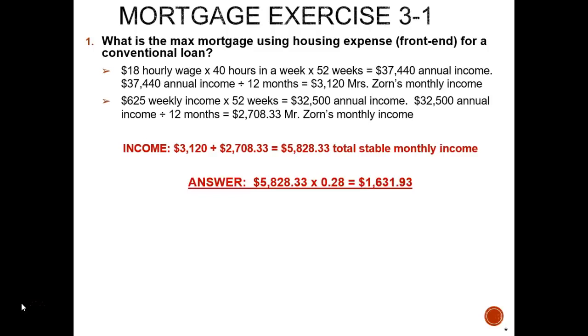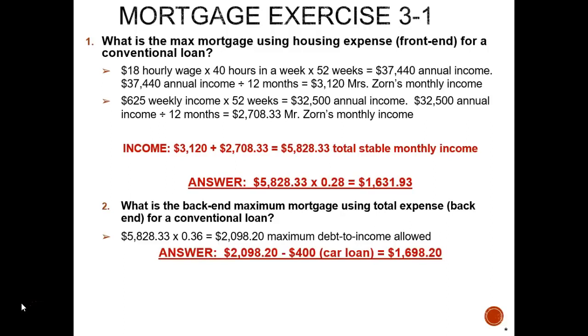Then once you did the income, you would have done step 1 times 28%. It said conventional. That would have given you $1,631.93. Step 2, the back ratio, the answer would have been the income times 36%, which is 2098. Look at both of those.